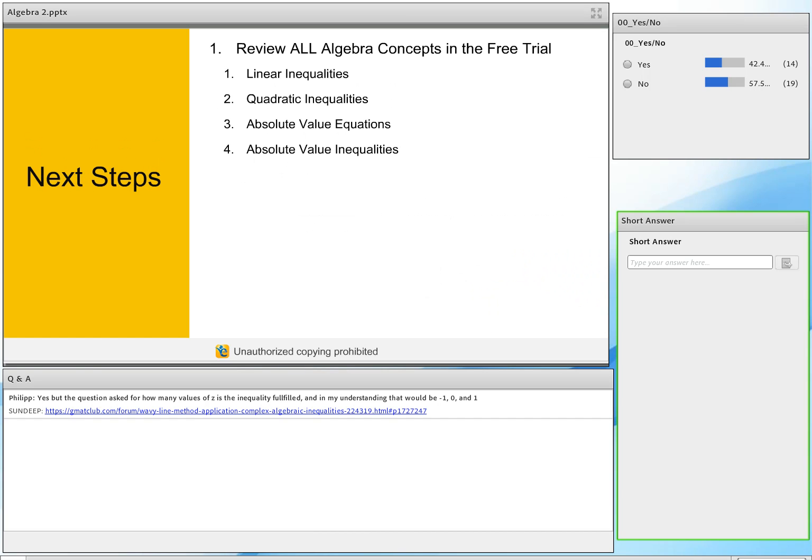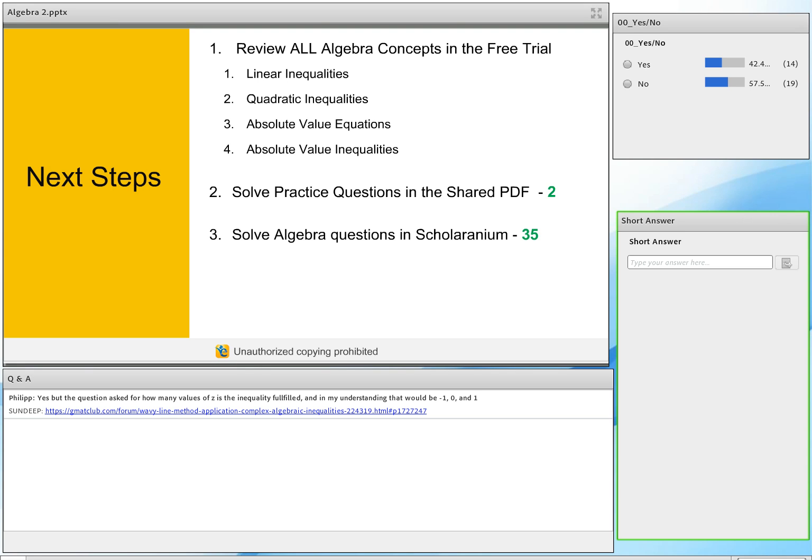And let me just tell you, for the next steps, look at all the algebra. For those of you who are still not e-GMAT students, I would say look at all the algebra concepts in the free trial. I'll be sharing this PDF with you. So solve the questions that you were not able to solve in this session, and also solve 2 extra practice questions that are there in the PDF. I'm going to be sharing those with you, and solve algebra questions in Scholar.